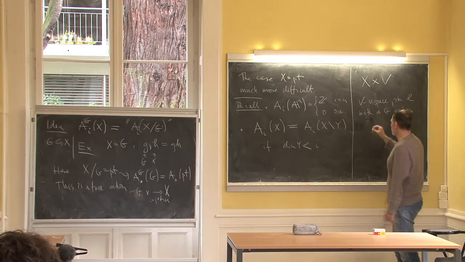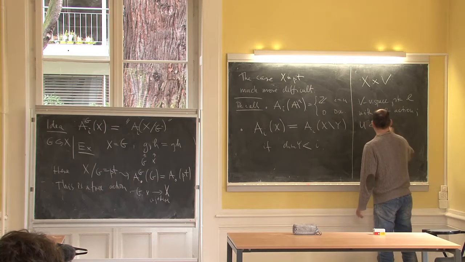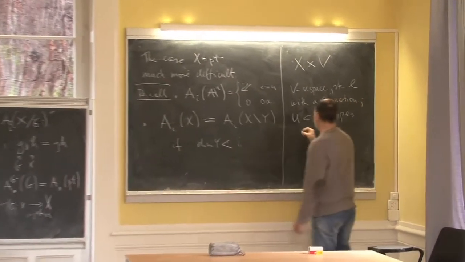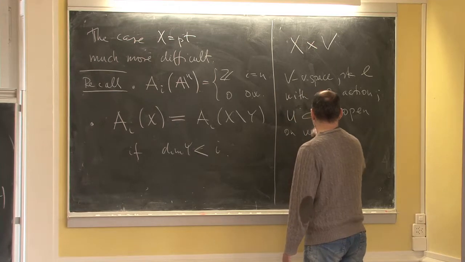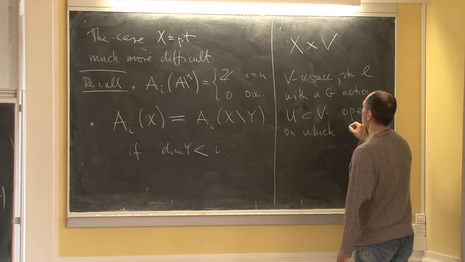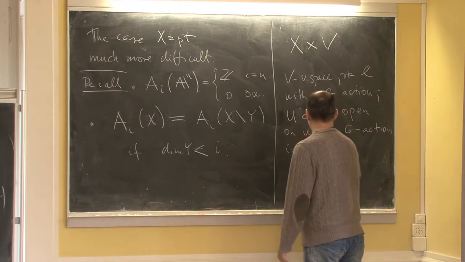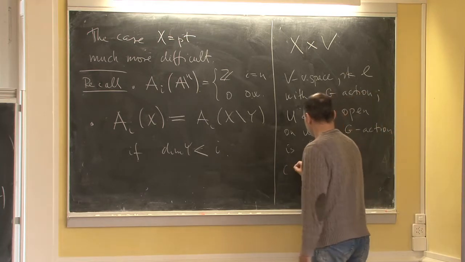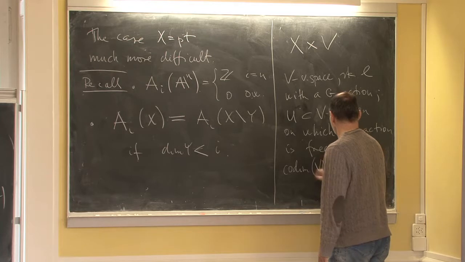And now what I will do is that inside this thing, I'll look at U in V, which is going to be an open set on which the G action is free, and where the codimension of V minus U is large.